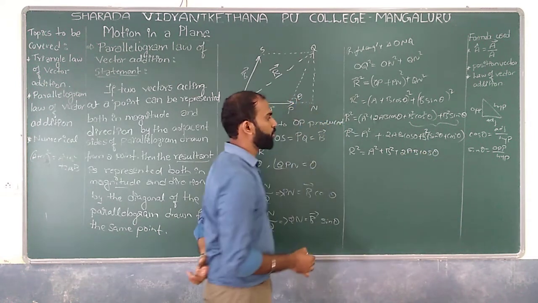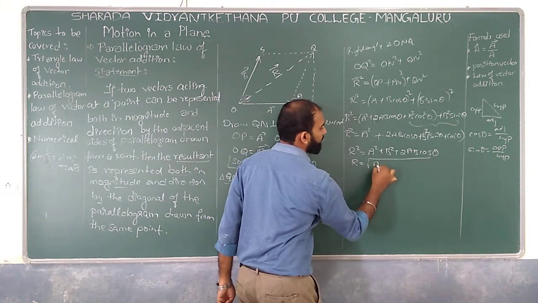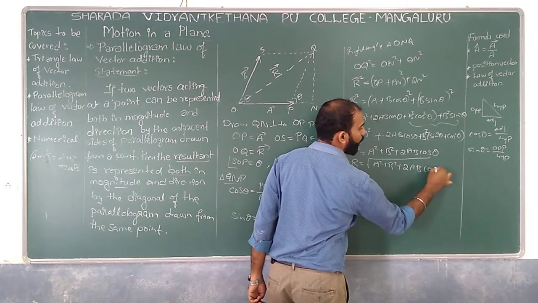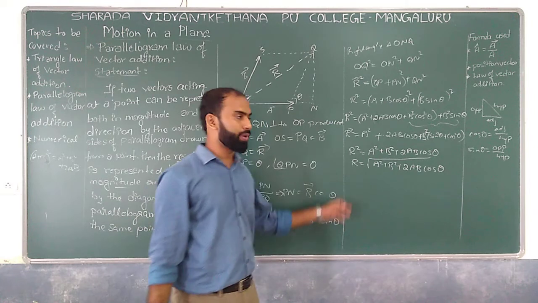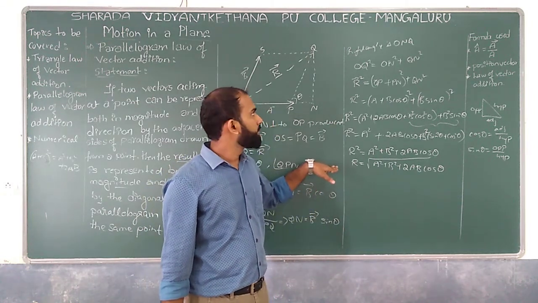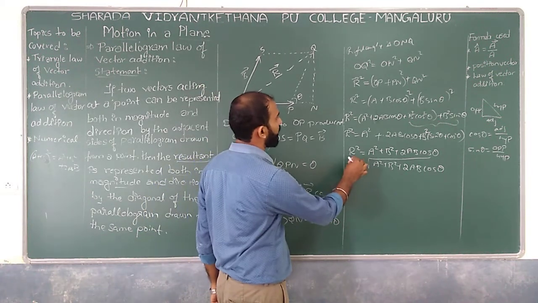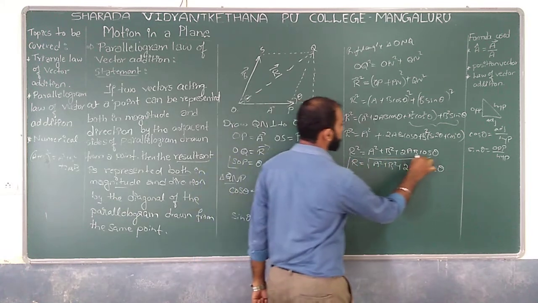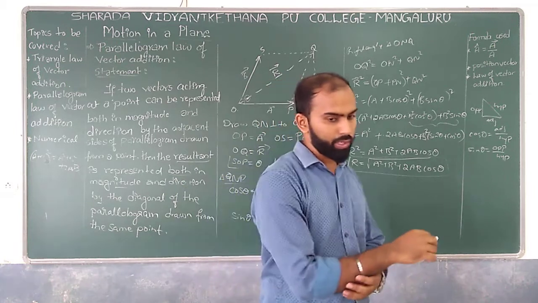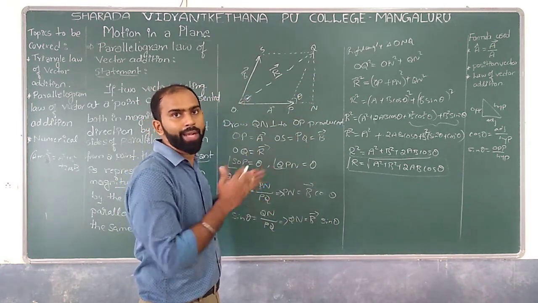This is how exactly it looks. Or else we can have r is equal to square root of a square plus b square plus 2ab cos theta. This is how exactly we are supposed to write it over here. This is nothing but the magnitude or resultant. This is what we have found just now. It is the magnitude of r.